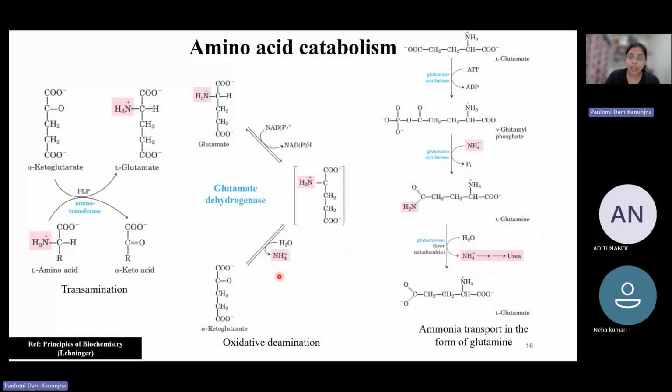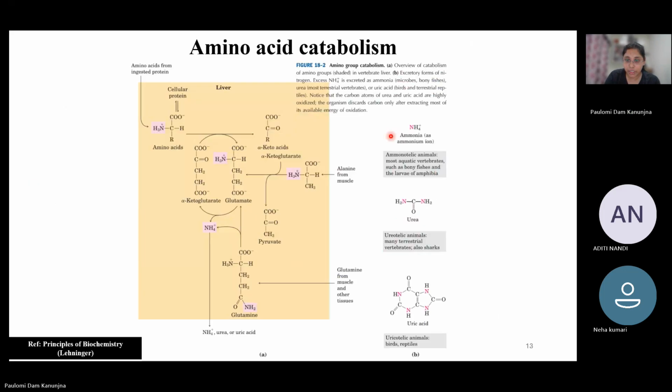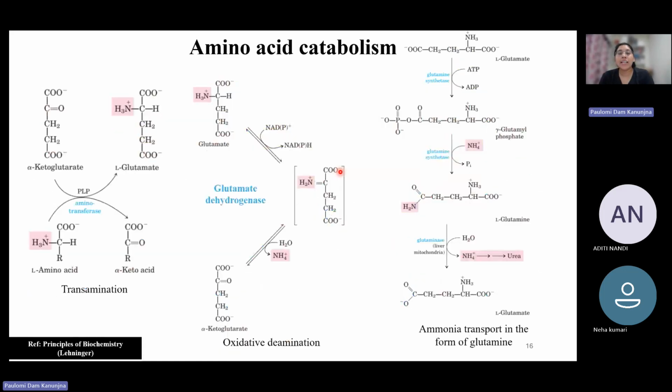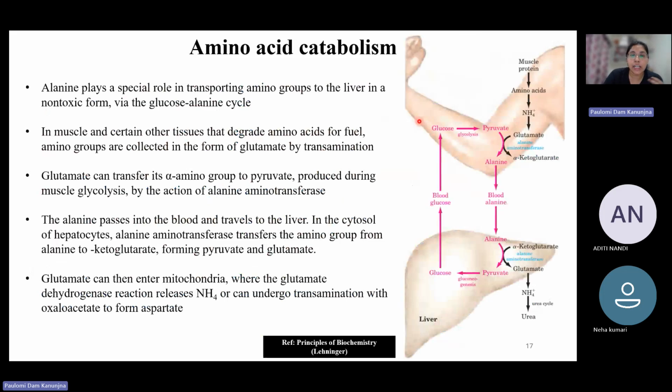All this is done. Now, there was one more shuttle that we had seen here, alanine. So let's look into this. Where does alanine come from? Alanine is basically, again, playing an important role in transporting amino groups to the liver.